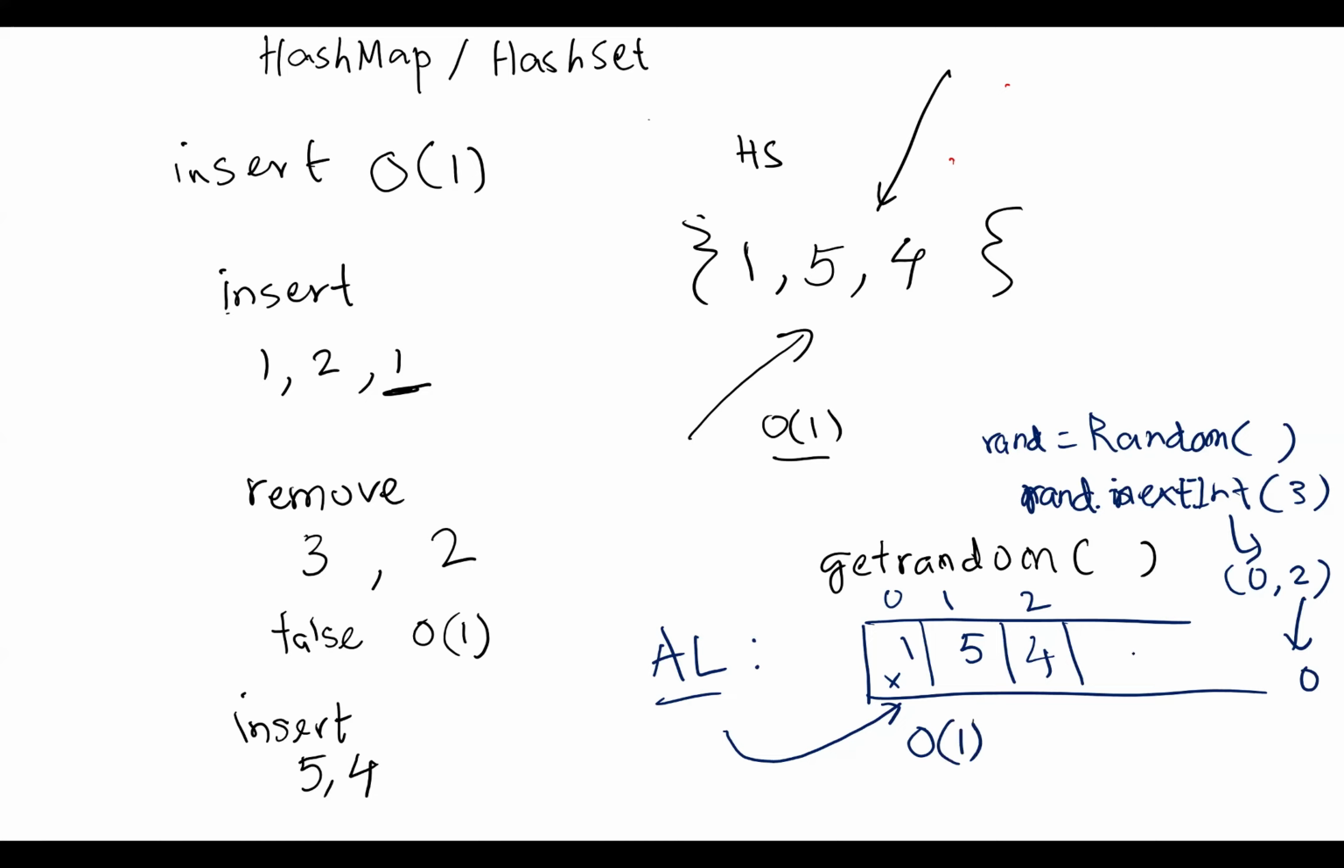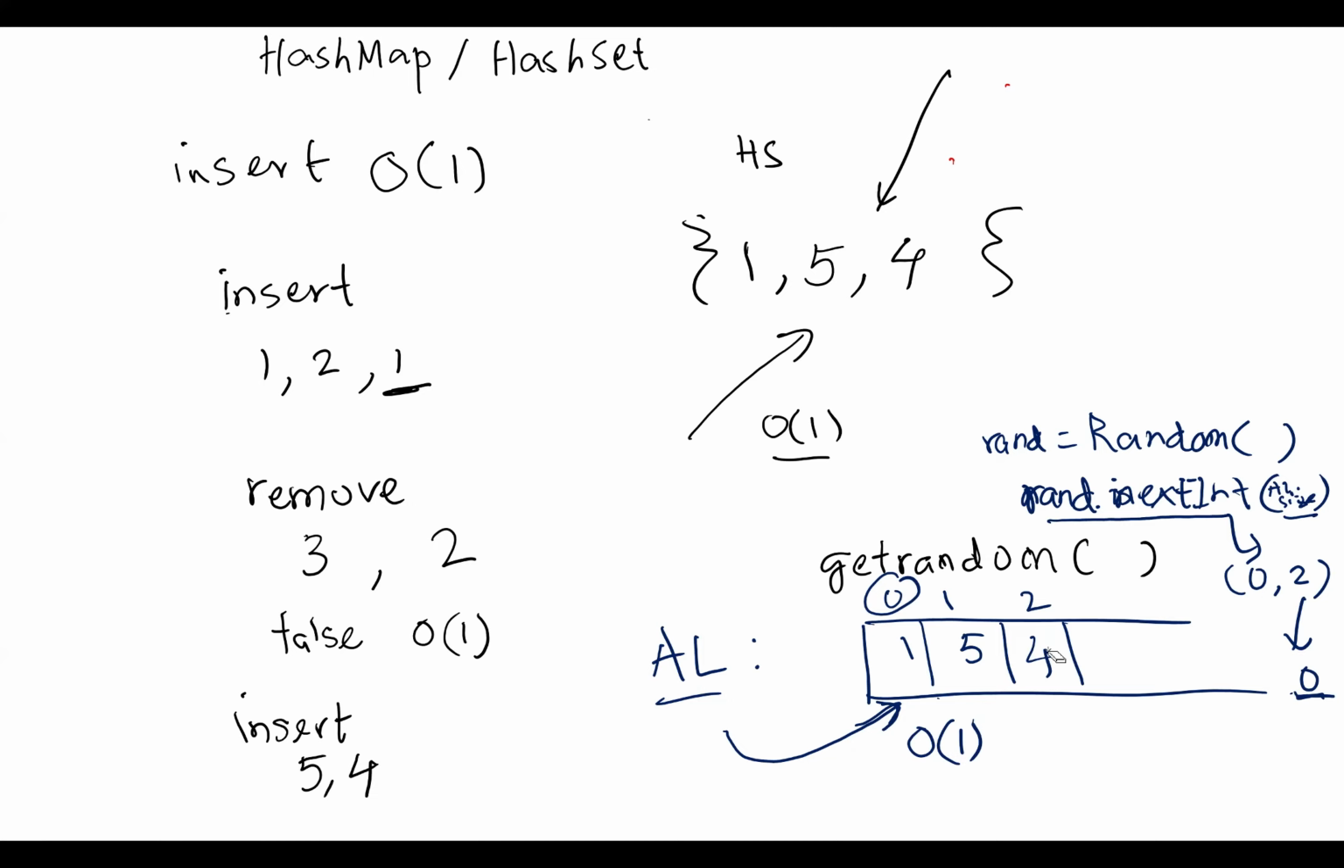So in order of one time, I am just getting the random index and I can just directly go there because I know the size of the array list, right? So I mentioned the size of the array list, 3. It will give me any value between 0 to 2. It will give me 0. And then I will go to that 0th index and return that value, right? So return 1. And this whole thing can be done in order of one time.